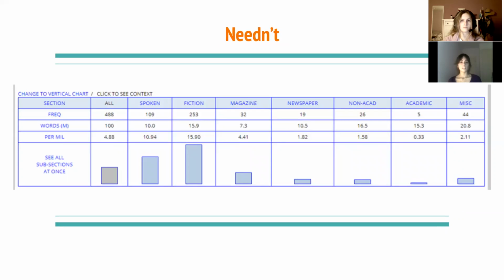Then we have needn't, and here we see that it is rarely used in the academic register. It is mostly used in fiction novels. Also, needn't has a much lower frequency than the two previous forms, since it has a frequency of only 4088 Hz.